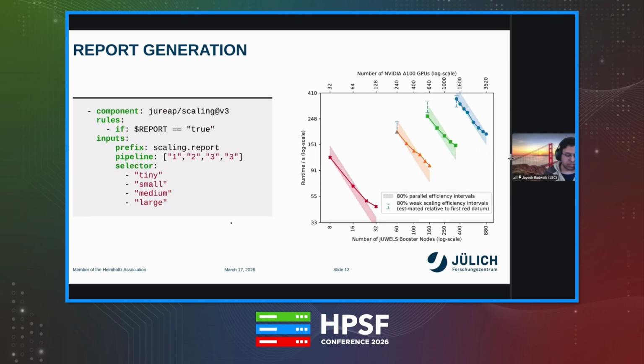So this was a very simple generation. Then we also had another kind of report generation. Technically you could do any kind of report generation because now we had the data already in the repository, and this was for the large scaling plot where we did a mix of weak and strong scaling.